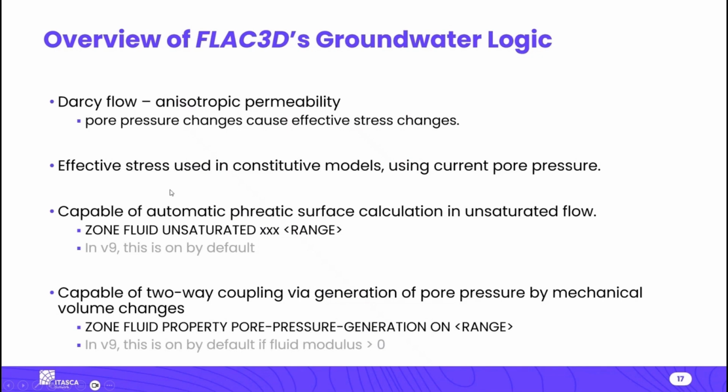Note that by default in version 9.1, it will not calculate a phreatic surface. It will just calculate fluid flow, and you will get negative pore pressures, and there will be no desaturation. If you want to see desaturation or have permeability related to negative pore pressures and this kind of thing, you can specify zone fluid unsaturated and give some model, and I'll show that in the future. In version 9 and before, you didn't have to do that. It automatically assumed that you wanted to calculate this desaturation.